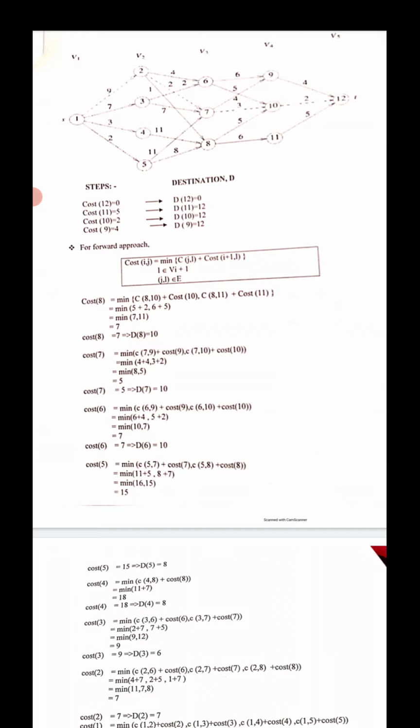Okay, now we have to calculate cost of 4. Cost of 4 will be assigned to the minimum; the fourth node will go to the 8th node. That's enough. Only one way. Cost of 4 comma 8 plus cost of 8. Okay, now cost of 4 comma 8, how much? 11 plus cost of 8, how much? 7. 11 plus 7, how much? 18. Cost of 4 is equal to 18. Now we have to calculate destination of 4. Destination of 4 is: 4 will go to only the 8th node. That's enough. Destination of 4 will be 8. That's enough.